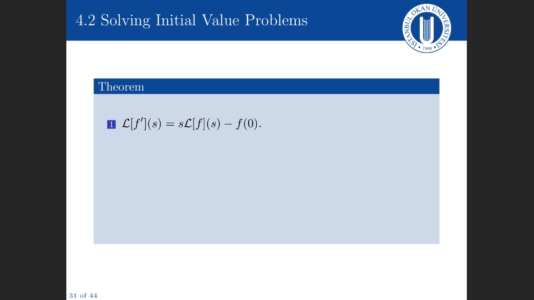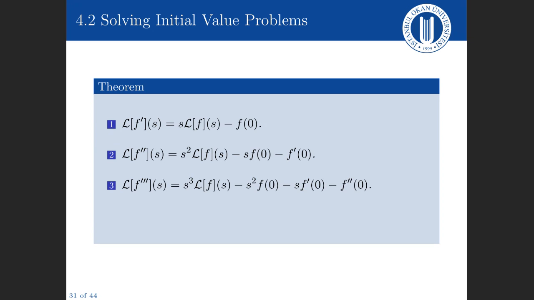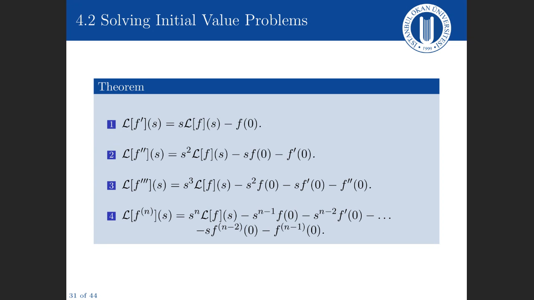But that's getting ahead of ourselves. We also have a formula for the second derivative of a function. The Laplace transform of f double prime is s squared times the Laplace transform of f minus s f of 0 minus f prime of 0. Or the Laplace transform of the third derivative of f. Or the Laplace transform of the nth derivative of f.